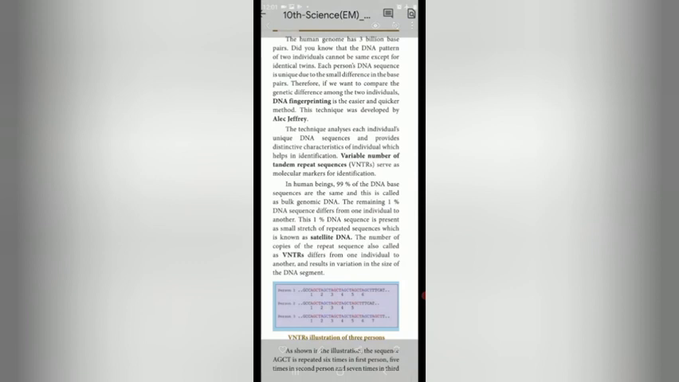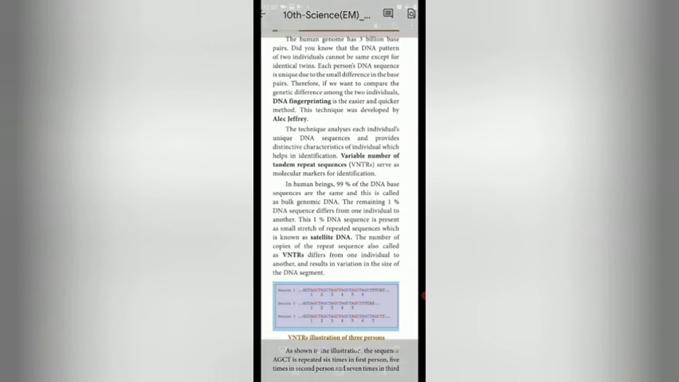Out of 100, only 1% of the DNA sequence, that is nitrogenous bases, shows variation or differentiation from one individual to another individual. That 1% of DNA variation shows in the form of stretch-like repeated sequences. That means the nitrogenous bases are repeated. That is called satellite DNA. This is an important 2-mark question.